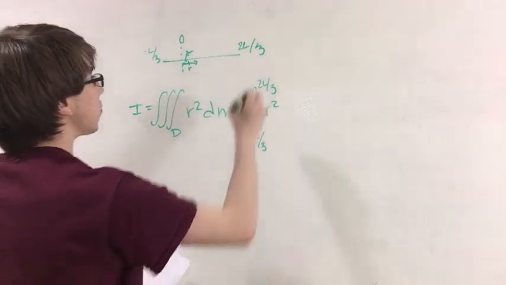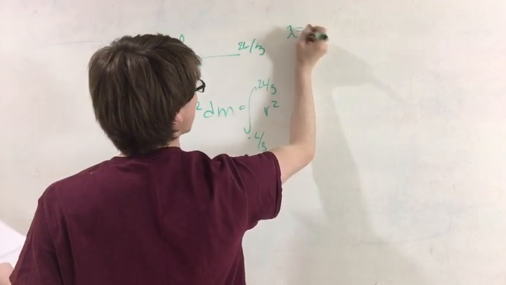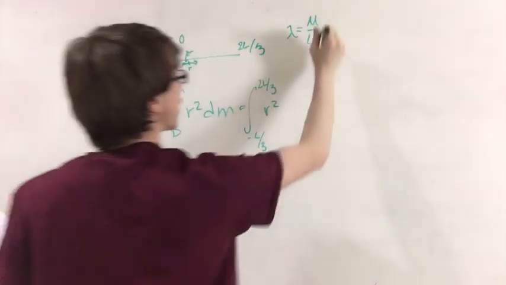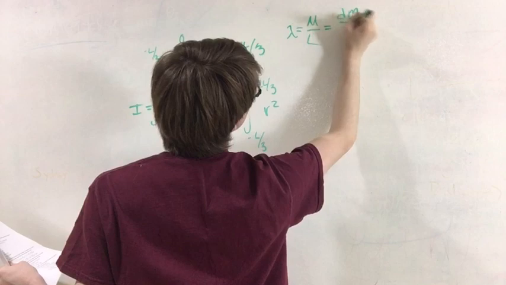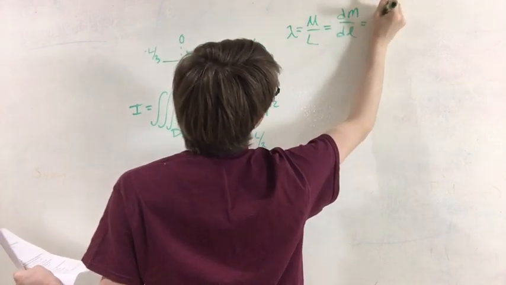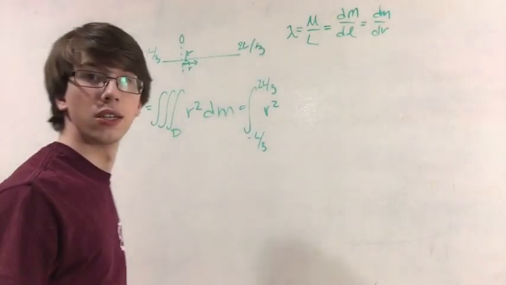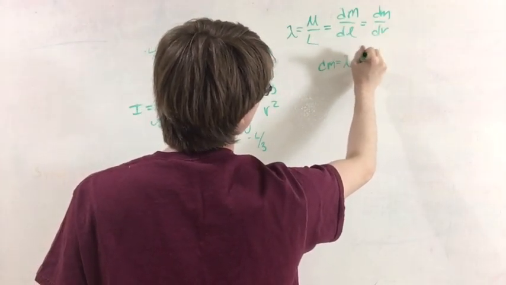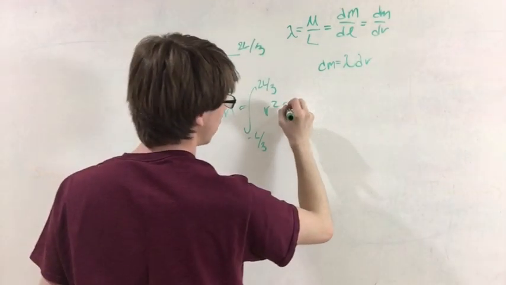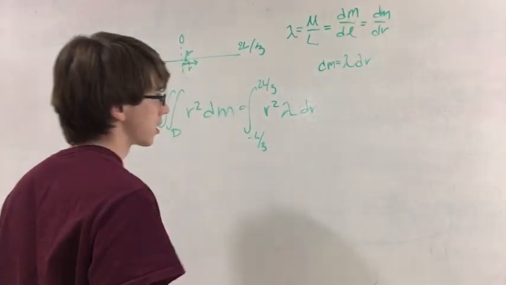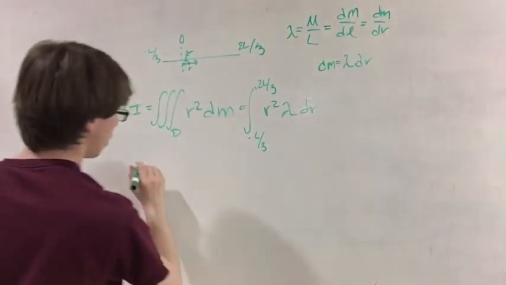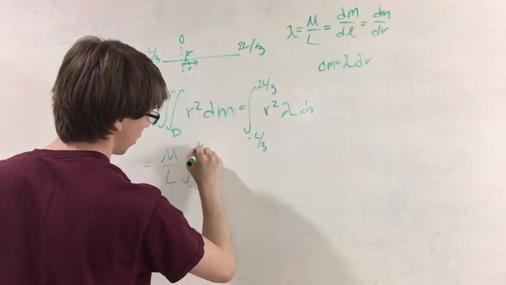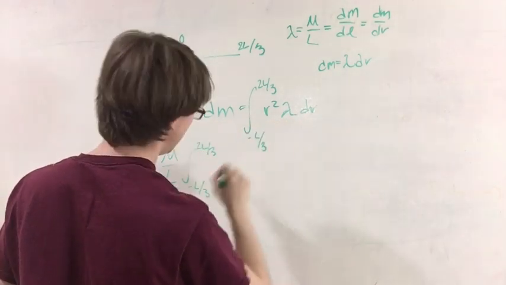What we do know is that with the uniform density, lambda is going to be equal to m, the mass, over L, right? But that's also equal to dm over dl, or dm over dr, I guess. Right? So when we're solving for dm, that would just be equal to lambda dr. So we just plug that in there. So that's lambda dr. In this case, lambda is m over L. We can bring that out. Those are constants. Is equal to m over L times the integral from negative L over 3 to 2L over 3 of r squared dr.